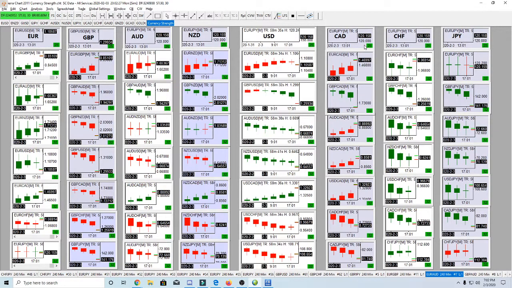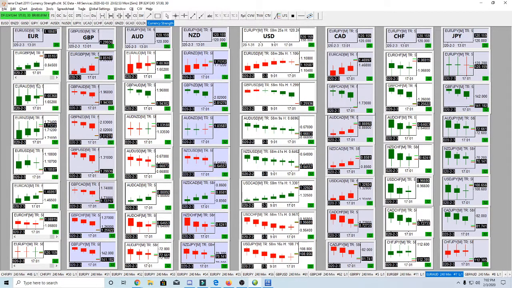Notice I've got columns. Over here I've got all the euro crosses. Here are all the pound crosses, Aussie, New Zealand, US crosses, CAD, Swiss, and yen. This is actually the order of pairs. It goes in this exact order. So how do you read this? These are Heikin-Ashi candles, but I don't want you to look at the direction. The direction's irrelevant. I want you to look at the color.